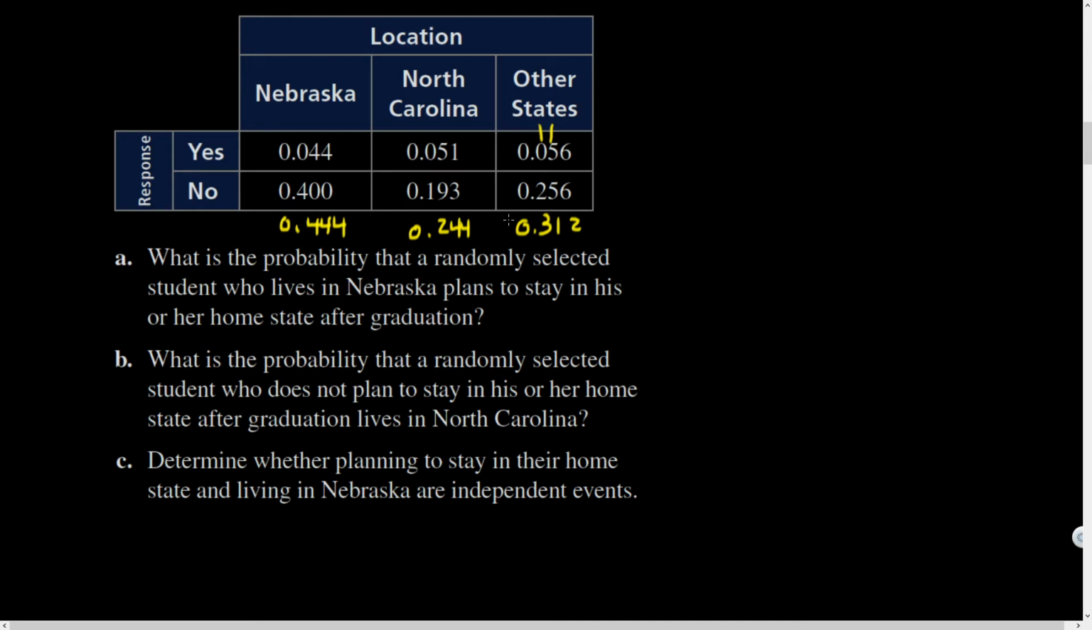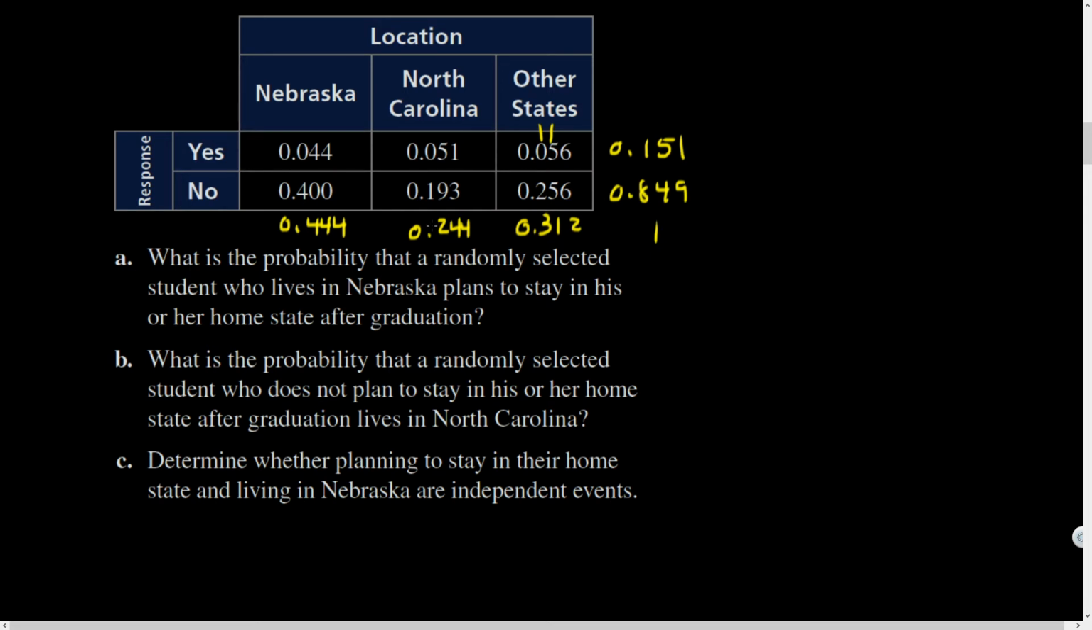0.044 plus 0.051 plus 0.056, I get 0.151. And 0.4 plus 0.193 plus 0.256. Here I get 0.849. And notice if I add these, I get 100% in this cell.